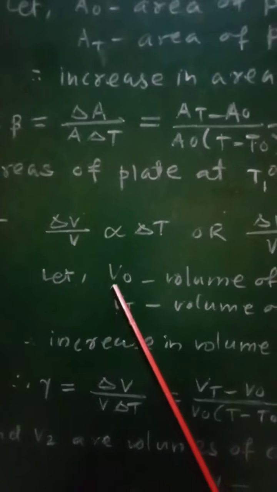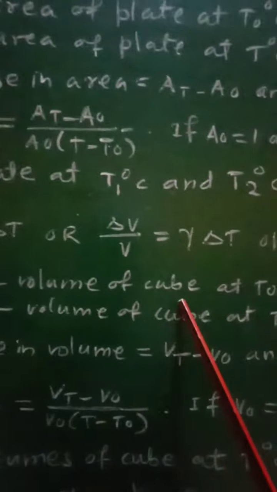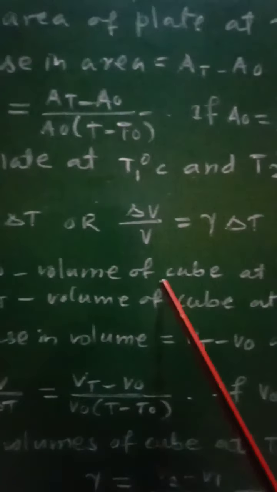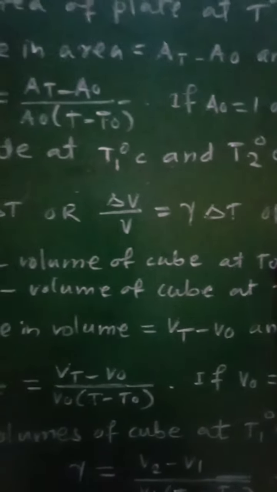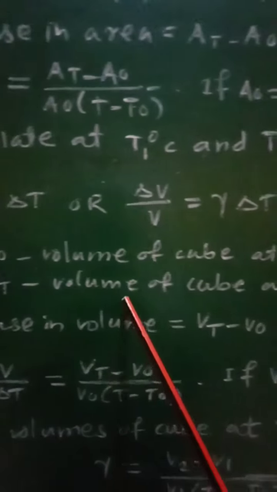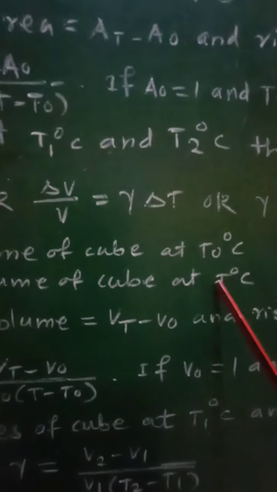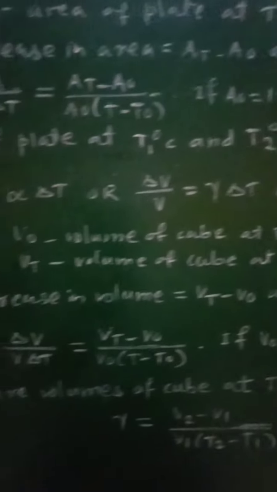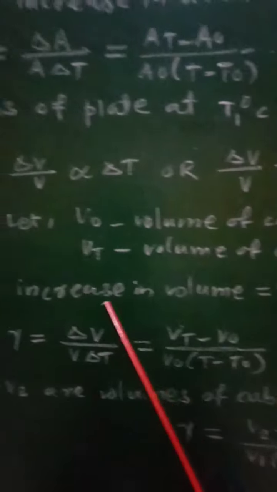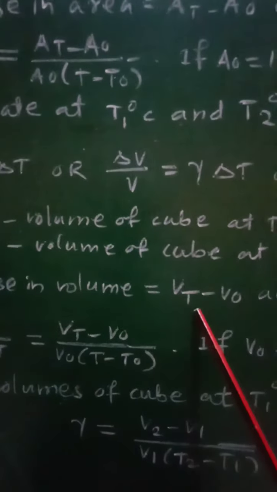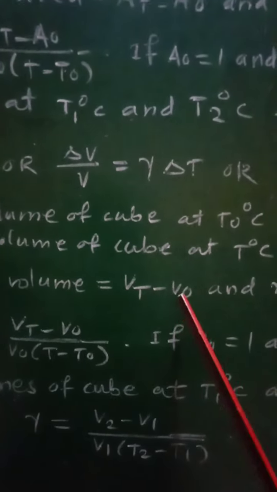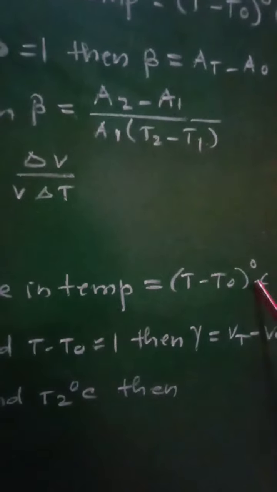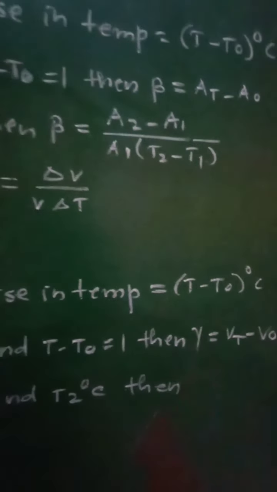Now suppose phi 0 represents the volume of that cube at T0 degree Celsius temperature, and phi T represents the volume of the cube at T degree Celsius temperature. Then the increase in volume of the cube will be equal to phi T minus phi 0, and the rise in temperature will again be T minus T0 degree Celsius.